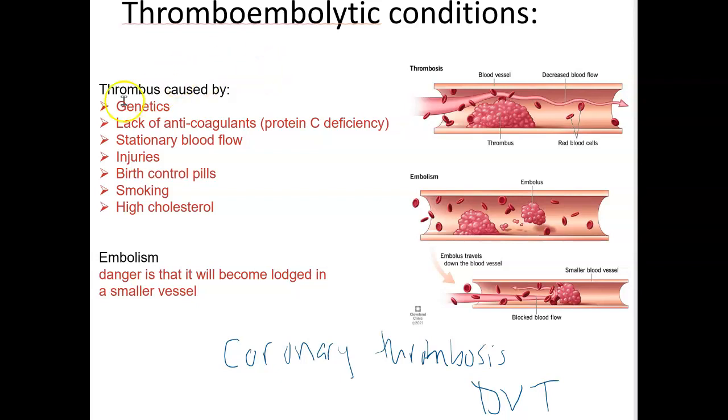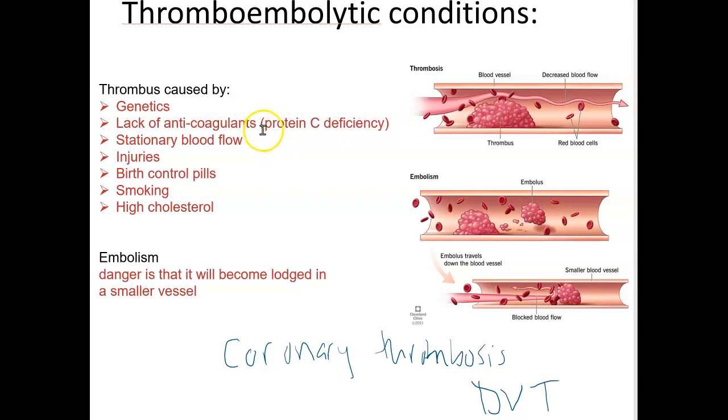We know that if you have too many procoagulants, you're more likely to form these clots. Or if you don't have the anticoagulants, maybe you have a protein C deficiency. Remember, protein C is going to prevent abnormal clots from forming. Stationary or stagnant blood flow. Maybe you're on a long flight and you're just sitting in your seat for hours.